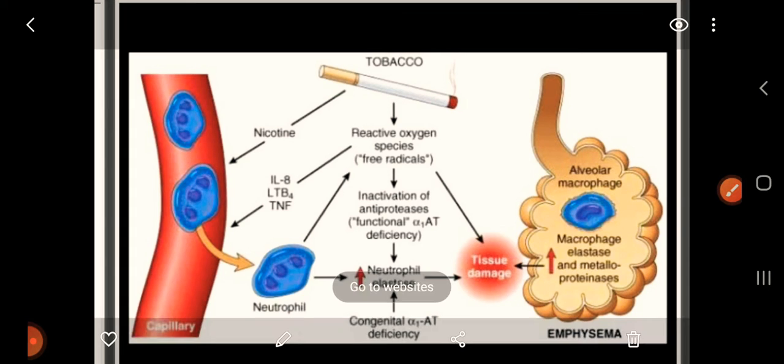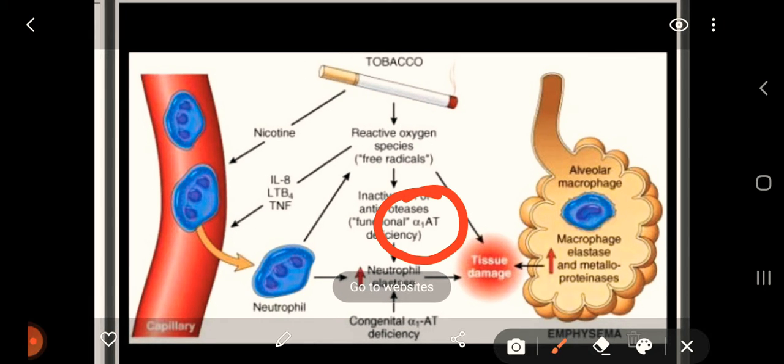But what does this alpha-1 antitrypsin do? This alpha-1 antitrypsin inhibits the elastase. So ultimately it is protecting the lung tissue from digestion.